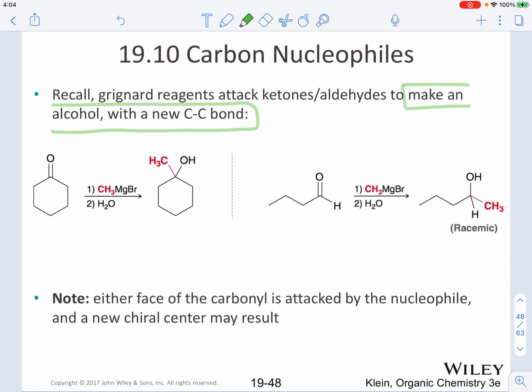Because after the incorporation of the Grignard, we need to protonate that oxygen that forms as an intermediate. In the second example, as you can see, that's an aldehyde specifically interacting with our Grignard reagent. And again, when that occurs, pay attention that when you are forming these groups, if you form a chiral center, we're going to have a compound that is going to form a racemic mixture. Now, understand that either face of the carbonyl is attacked by the nucleophile. So, in the case that we form a new chiral center, we are always going to form a racemic mixture.